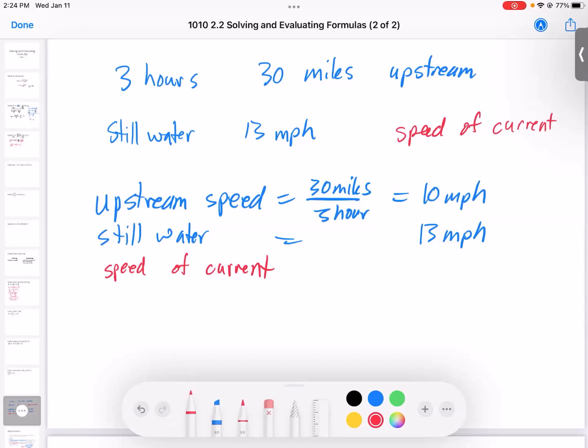Does that make sense? Because if you're going upstream, you have your still water speed, but then the current is being subtracted. So you could write it as an equation, and you could say still water speed minus the current.